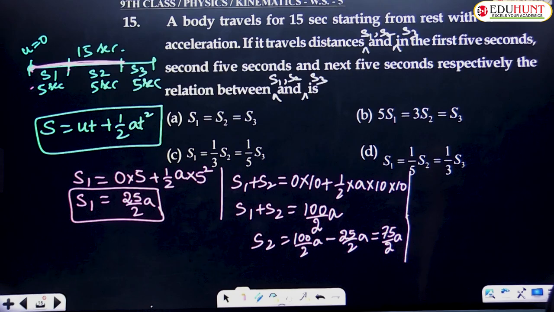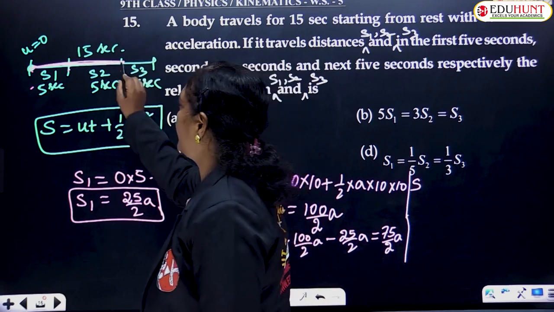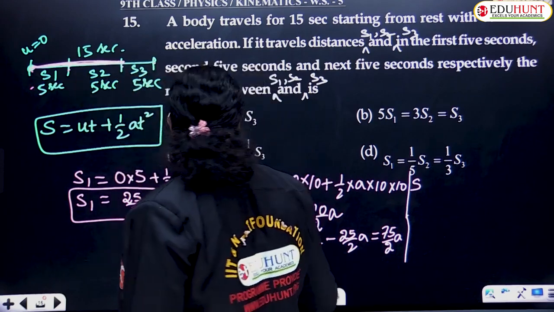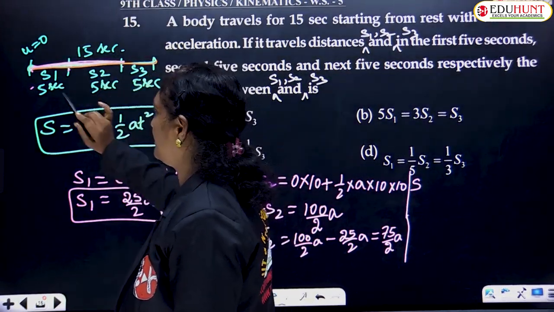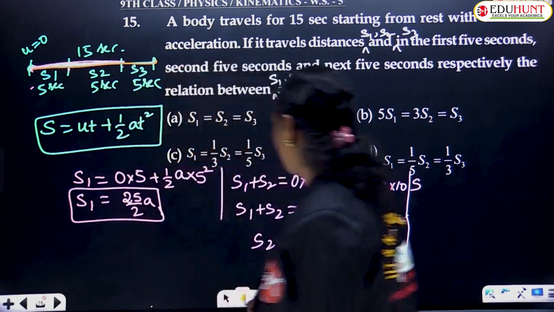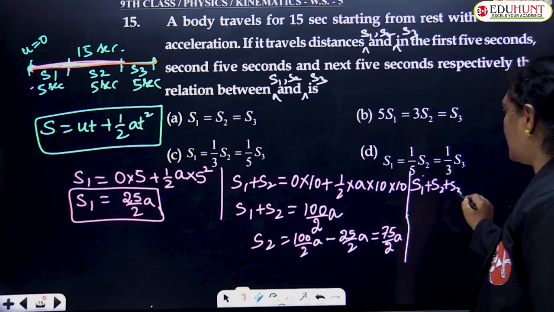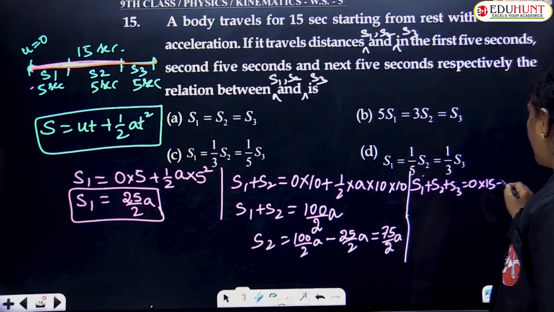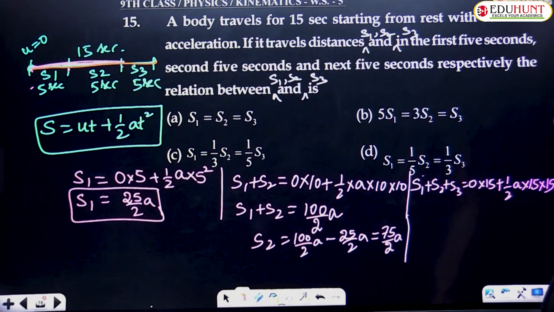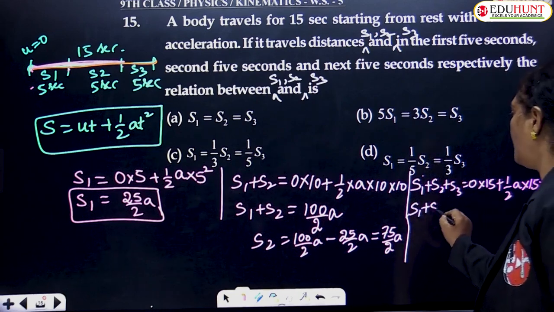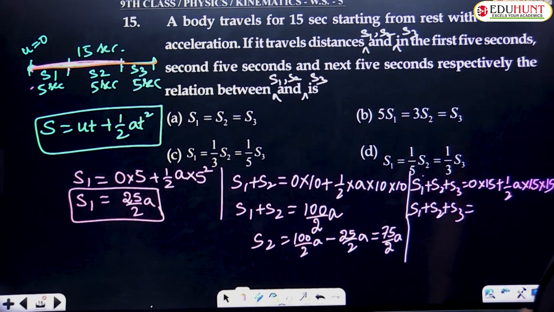What is S2 found to be, children? 75 by 2a. Now the case 3, to find out S3, you can't directly come from here to here. So again the total distance from here to here, let us find it out. What is the total distance? S1 plus S2 plus S3. What is the time? 5 plus 5 plus 5, that is 15. So based on that, let us solve. S1 plus S2 plus S3 is equal to 0 into 15 plus half a t square, which means 15 into 15. That's it, children. 0 into anything is 0. 15 square is 225.